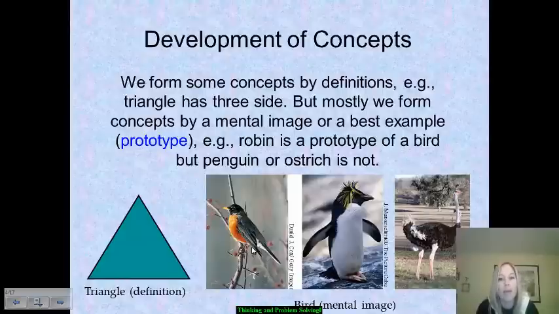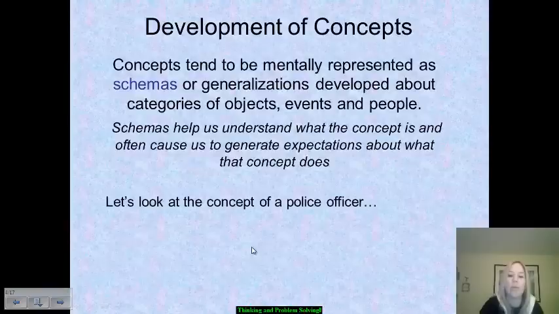But on the other hand, penguins and ostriches don't. They can't fly. They have everything else except that. So they wouldn't necessarily fit into that best example of a concept. So that is prototype.